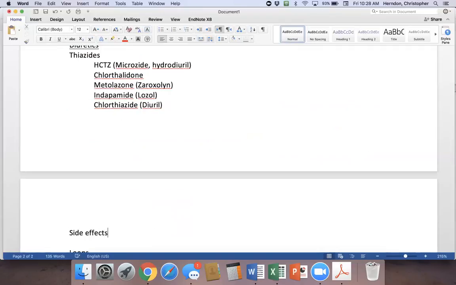Side effects, gang. What do we got? Let's start over here, lefty. Side effects of thiazides. I think hypokalemia. That's probably the biggest one, wouldn't you agree? Okay. Anything else big?